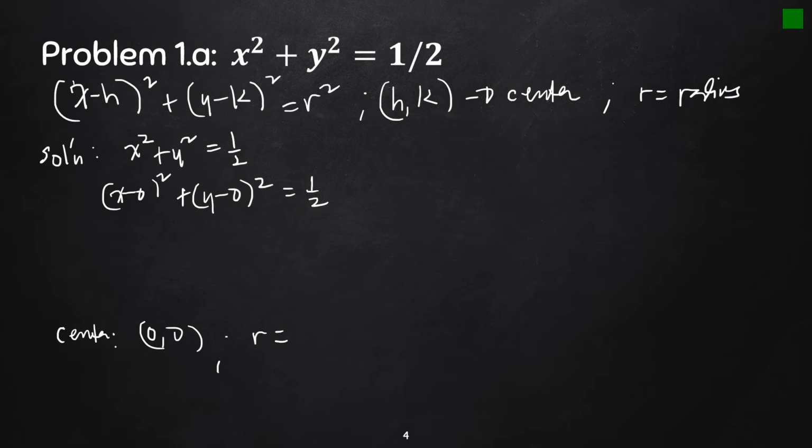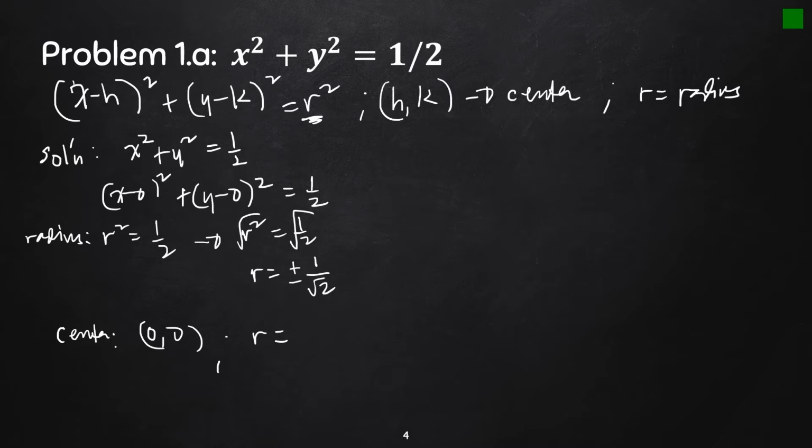We know that the radius is, as given here, r squared. So therefore r squared here is equal to 1/2. If this is 1/2, we need to find the value of r. To find that, we just need to extract the root on both sides of the equation. So we have r here equal to plus minus 1 over square root of 2.